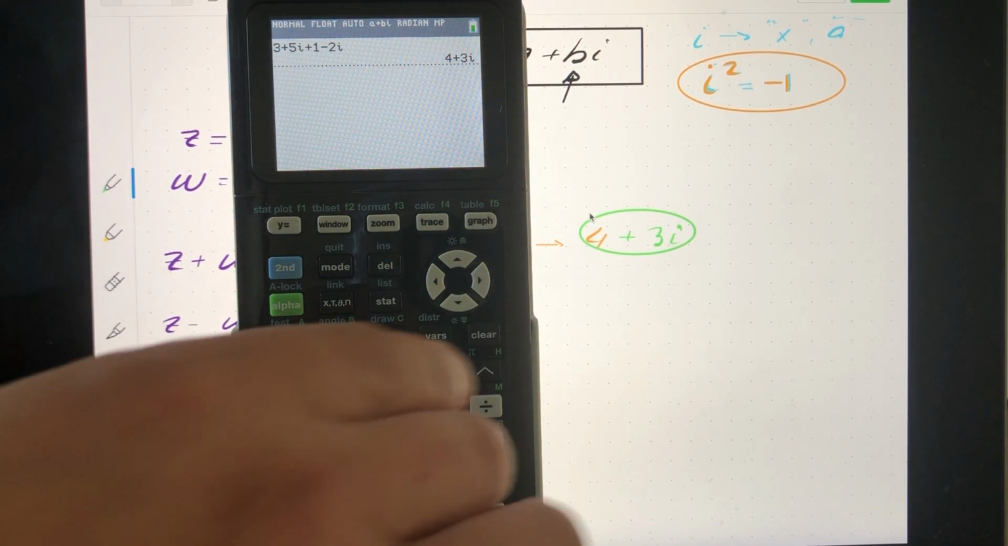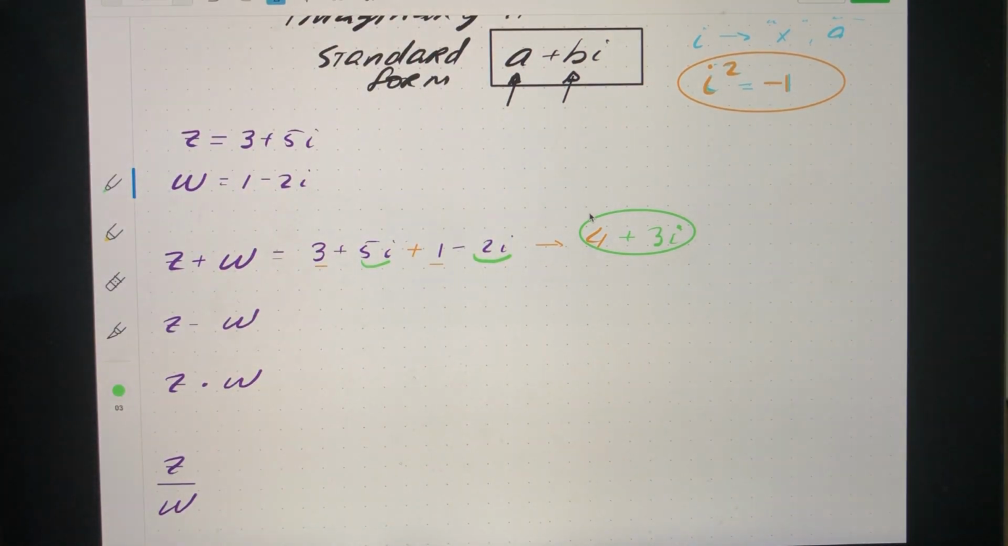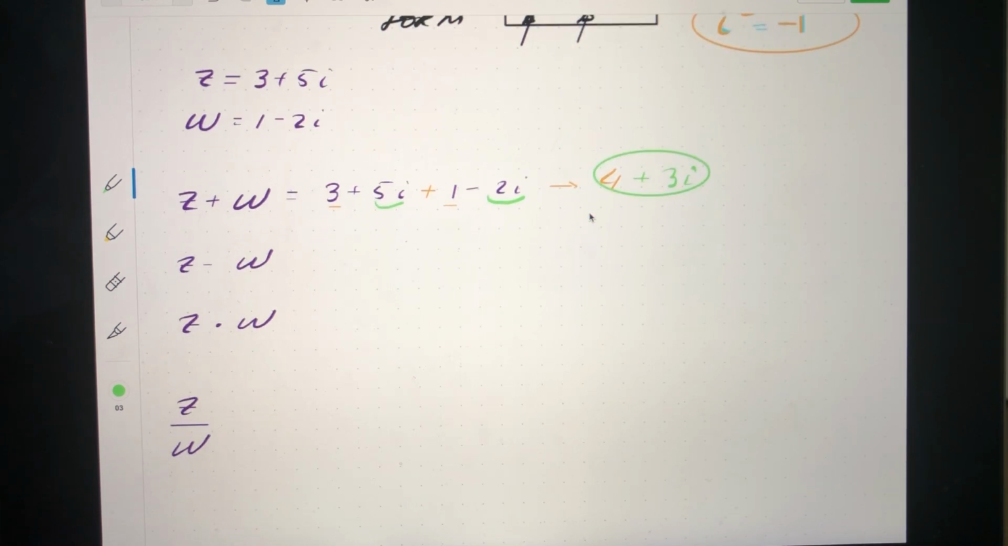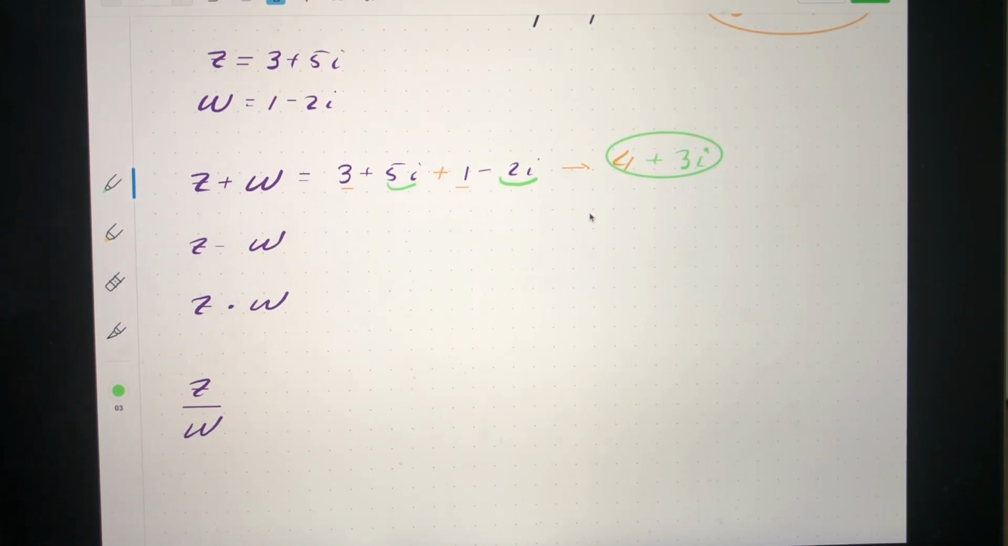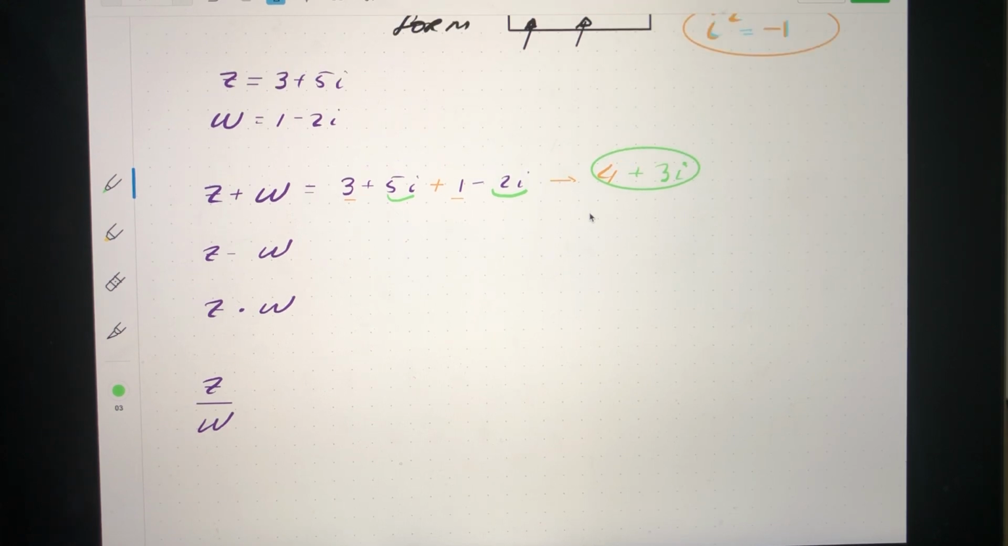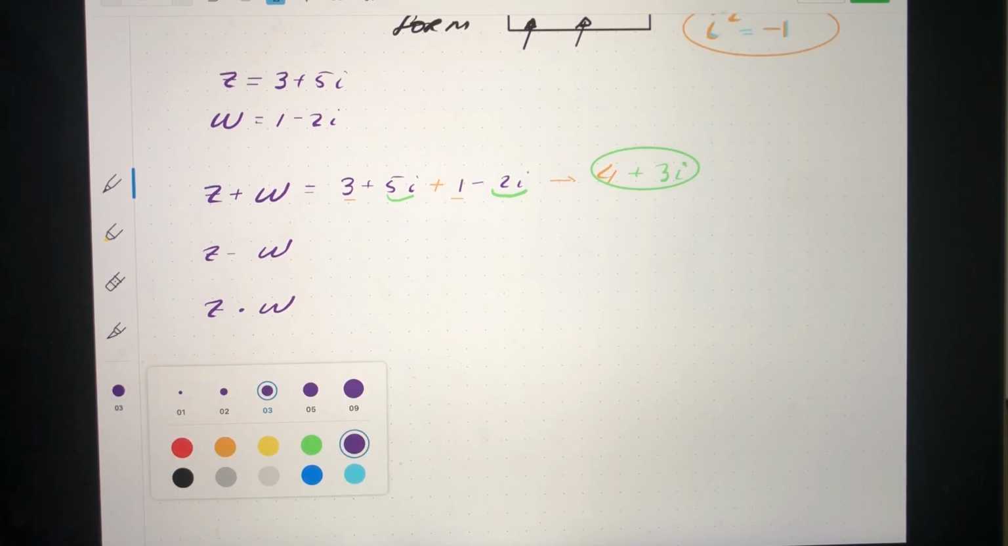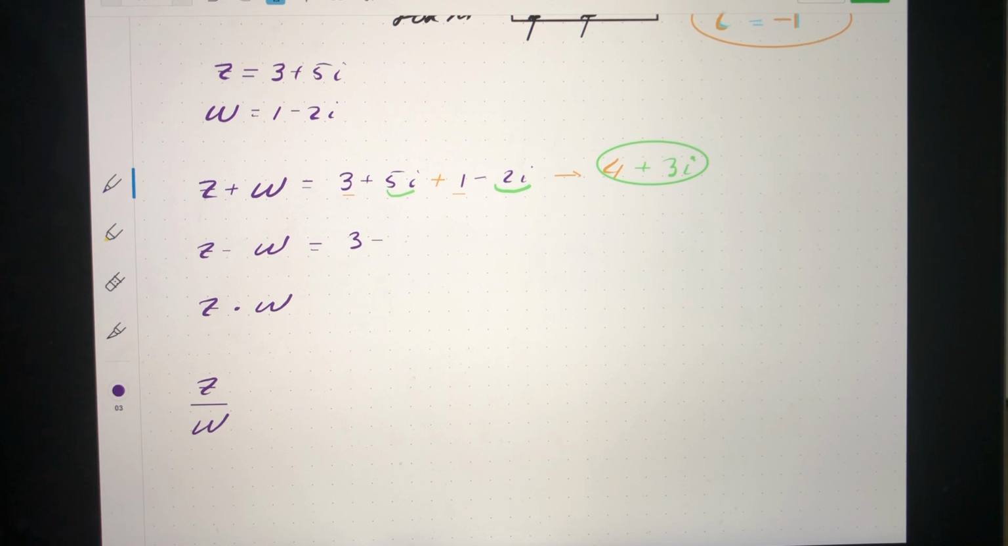So this calculator will work for all of our four examples. The only thing to remember is if we have to show the work, the only way to do it is the way we're doing it by hand. So if we're subtracting, the same idea works. We write the z, which is 3 plus 5i. We have 1 minus 2i, and we're minusing them.